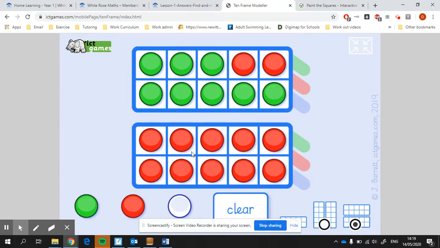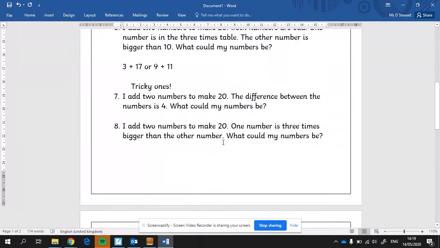Okay, and let me check. I've got 12. That means this must be 6, 7, 8, 12 and 8. So I'm going to go back to the question. So I think it's 12 and 8, but I need to check. The difference between the numbers is 4. So the difference between 12 and 8, it is 4. 8, 9, 10, 11, 12. 12 is 4 bigger.